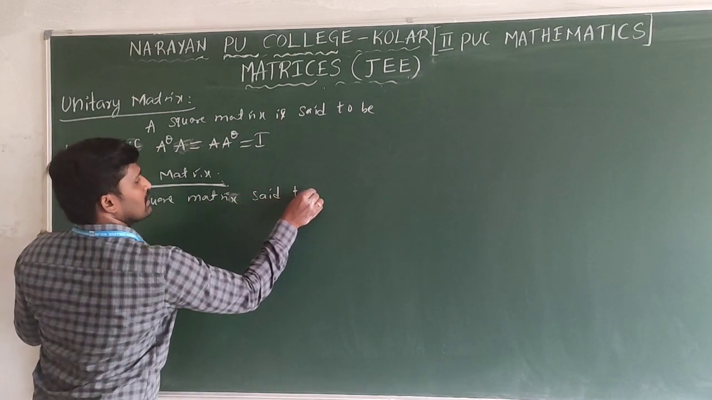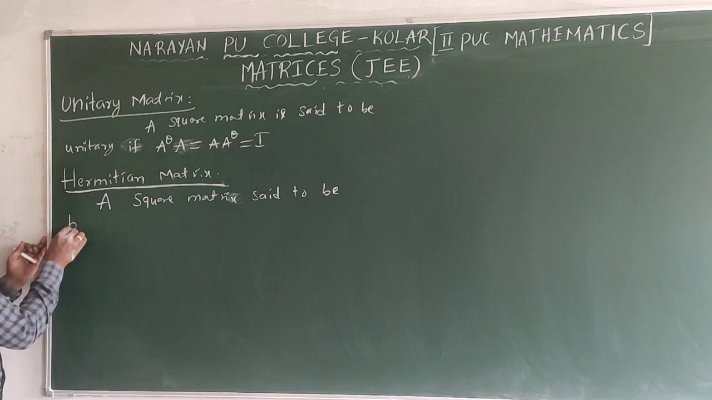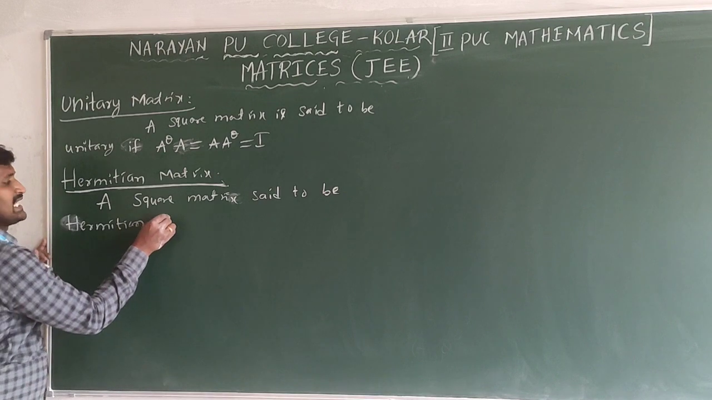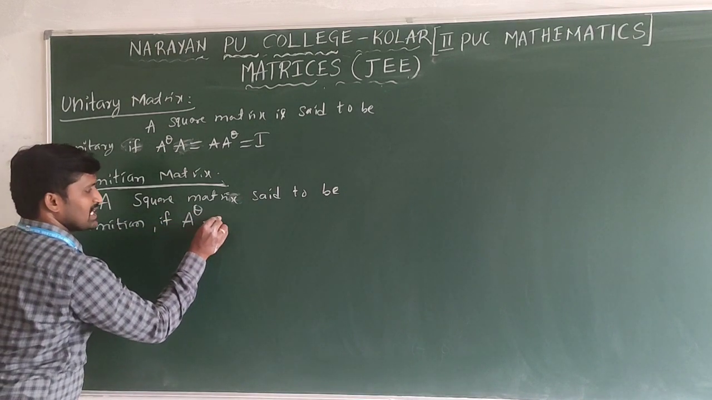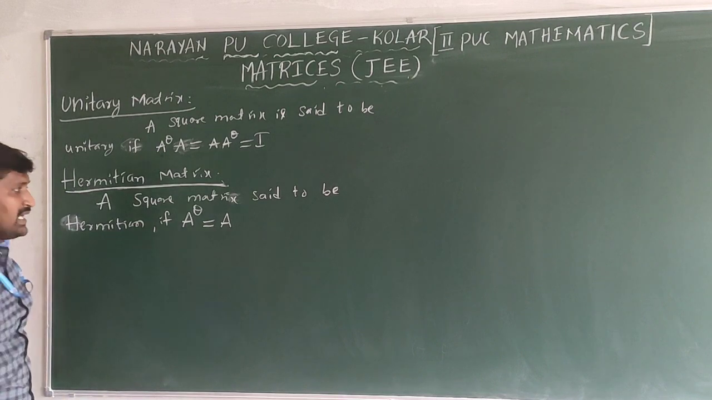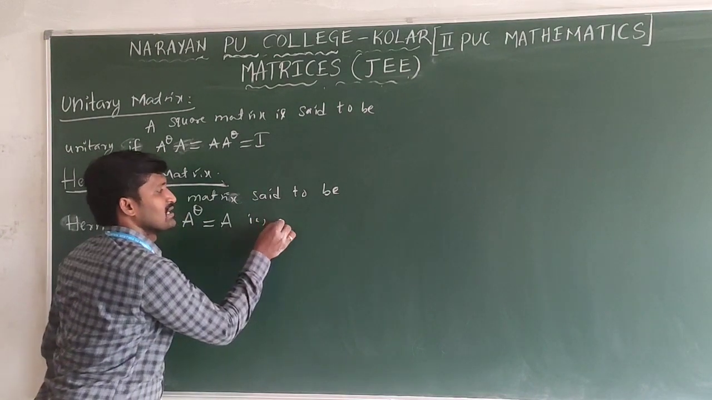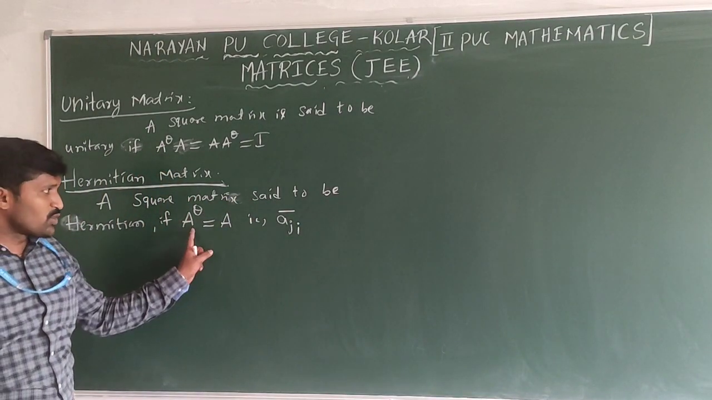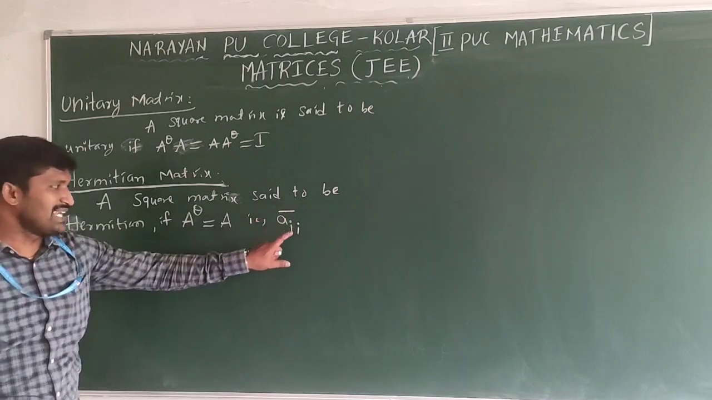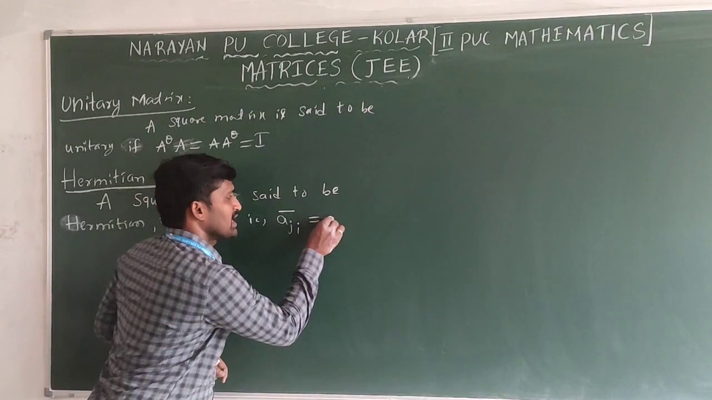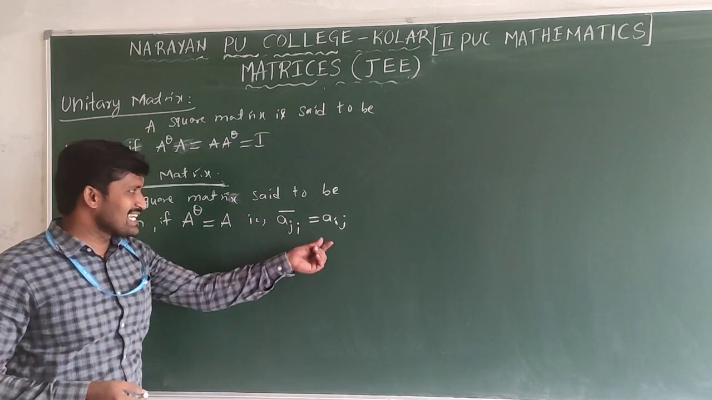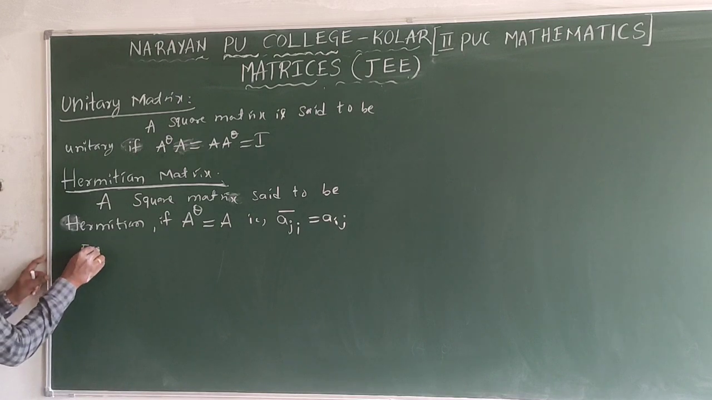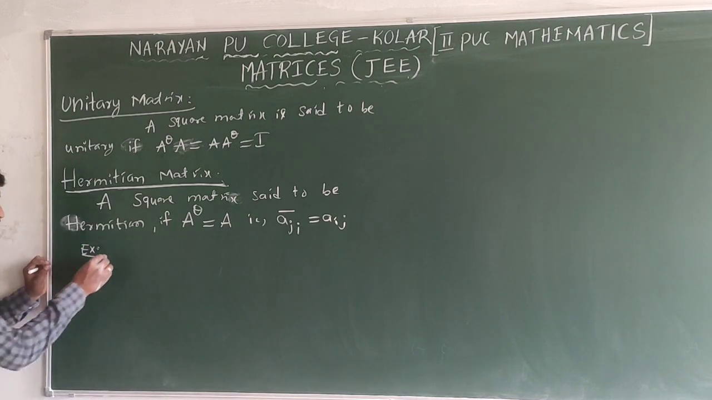A square matrix is said to be Hermitian if A power theta equals A. A power theta means what? That is, A ji bar equals A ij. Take the transpose and then take the conjugate. The small a ij is an element of the matrix A only.